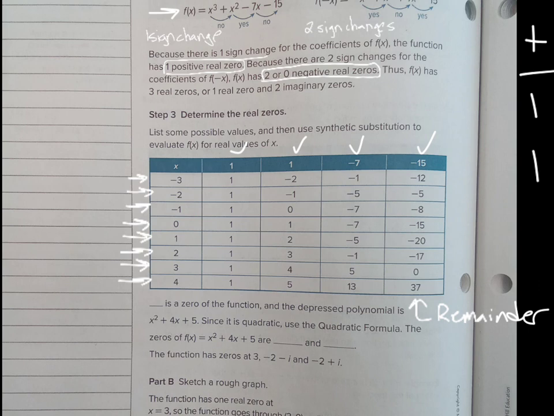Okay, so basically what they said here was, if I evaluated -3, I'd get -12, not a 0. If I evaluate at -2, I get -5. Again, not a 0. If I evaluate -1, I get -8. If I do 0, I get -15. If I do 1, I get -20. If I do 2, I get -17. Look, I get 3 and it's a 0. That means that's a solution. And then if I do 4, I get 37.